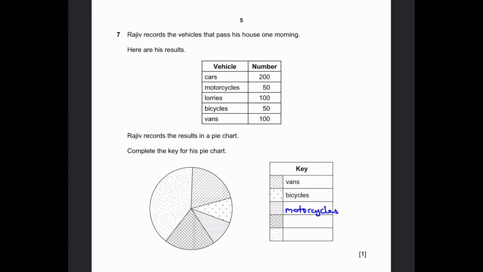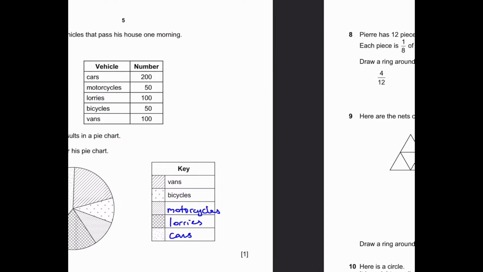Next, the crisscross pattern here, the ice cream cone-like pattern. That one is in the medium angles, which are for 100 vehicles. We already have vans given here, so the other one is lorries, and that is this one. Now what's left? Cars. This is the largest angle and it's for 200 vehicles. That's our answer.